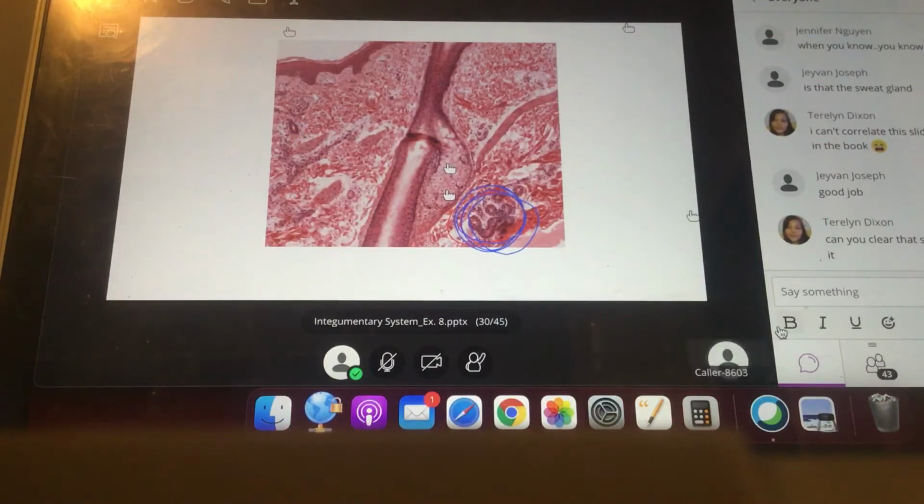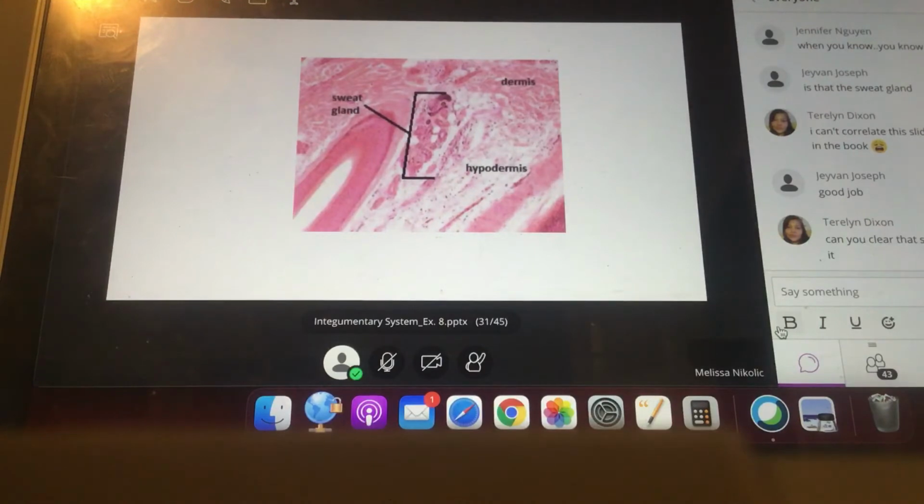I would hate for it to come down to process of elimination, but in this case, you can see how pretty the erector pili is. It can be smaller, but it's always by the follicle. It's always by the follicle, and it doesn't look like these glands. All right, so that's where we are.